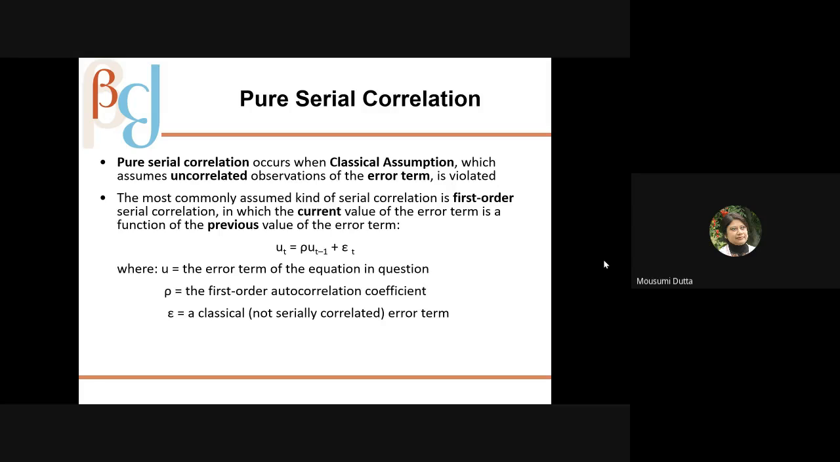Epsilon is a classical error. Epsilon follows all the properties of the classical error. That means expectation of epsilon is equal to 0. Variance of epsilon is a constant. Covariance between two epsilon is equal to 0. And covariance between x and epsilon is also equal to 0. So it is following all classical properties.